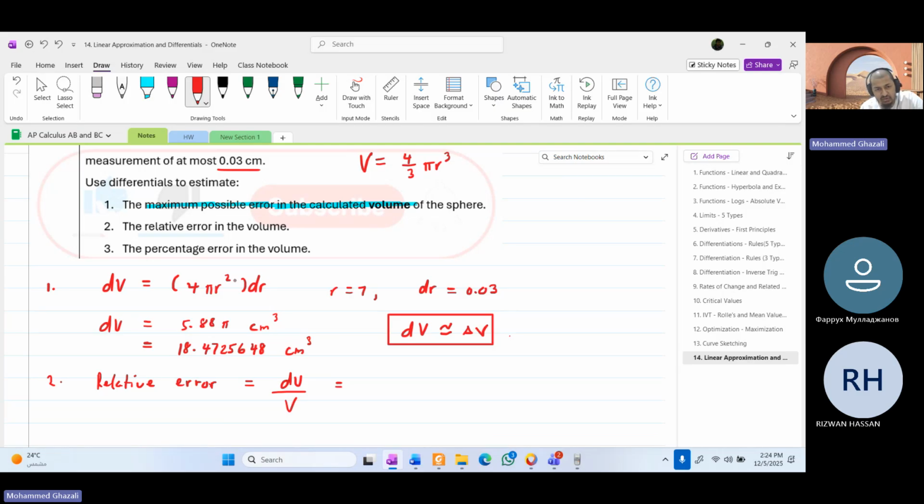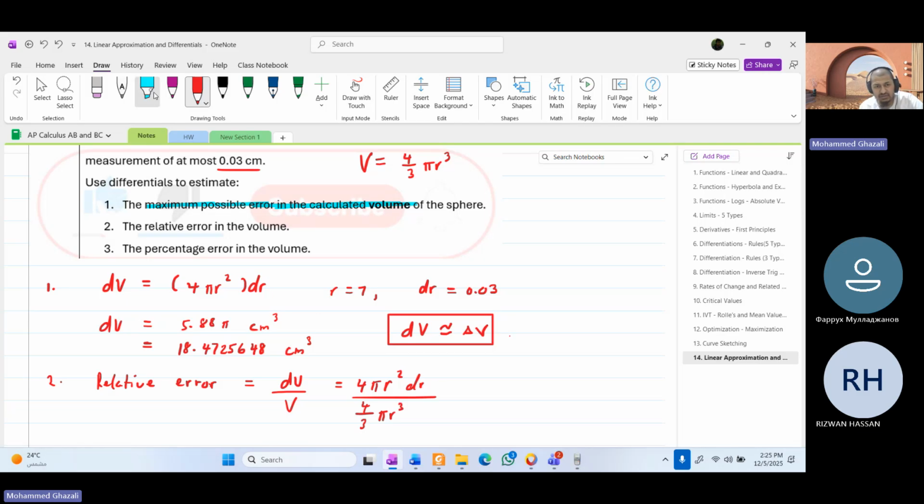dV is 4 pi r squared dr. I'm not going to substitute all the values as yet. I'm going to say 4 pi r squared dr over 4 over 3 pi r cubed. Let's see what we get here.